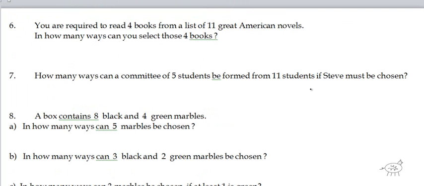How many ways can you select those 4 books? It's definitely a combination because you are selecting a group of books, not ordering them, not saying I'm reading this one first, this one second. It's a group of books. So it's 11C4. That gives us 330.